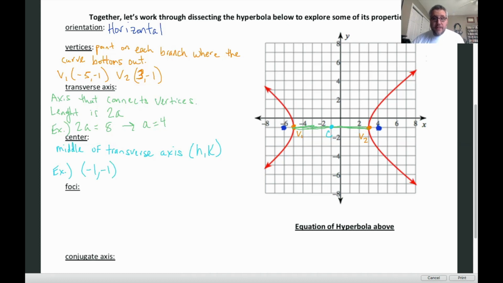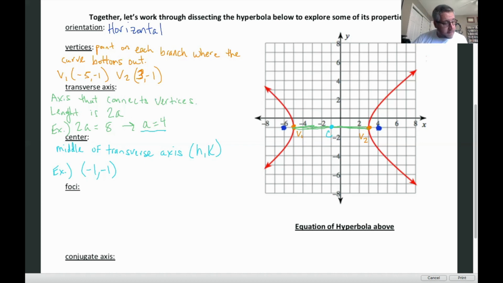Now, notice that a value, a equals 4. You can see here from the center, it's 1, 2, 3, 4 units to the right to hit this vertex, and it's 1, 2, 3, 4 paces to the left to hit that vertex. So that's another thing this a value is telling you: the distance from the center to either vertex.